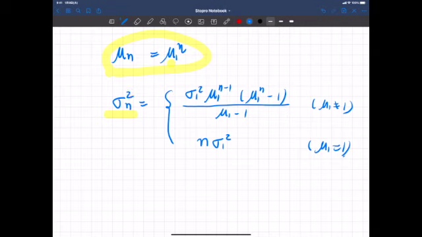For the variance, we have two different scenarios. If mu 1 is not equal to 1, so that means the average number of offspring is not exactly equal to 1, then the variance grows or shrinks exponentially, like this one. And if mu 1 is exactly equal to 1, then the variance only grows linearly.